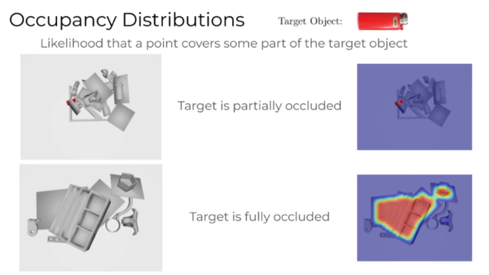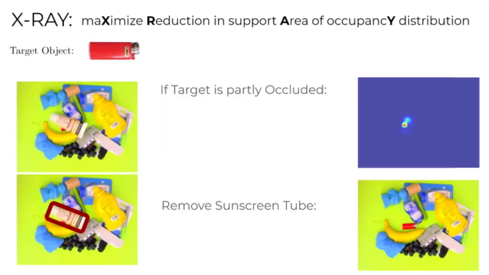Intuitively, if there are many possible positions of the target object that are consistent with the observed RGBD image, then the support of the occupancy distribution will be large. However, if this is not the case, then the support of the occupancy distribution will be smaller. We build the X-Ray mechanical search policy on top of these occupancy distributions, where the policy aims to maximally reduce the support area, or the number of non-zero pixels, of the occupancy distribution at each time step.